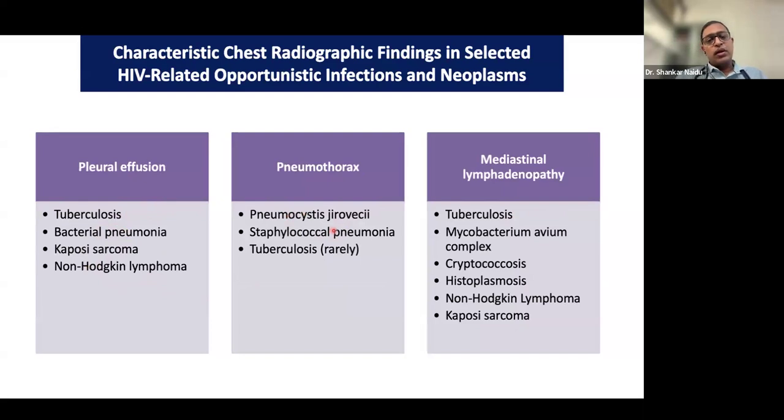Then presence of pneumothorax, not very commonly we come across in our group of patients, but if there is pneumothorax, Pneumocystis jirovecii has to be thought of. Then sometimes staphylococcal infections and tuberculosis rarely can cause pneumothorax. Then mediastinal lymphadenopathy, Mycobacterium tuberculosis or NTMs, especially the MAC, can produce mediastinal lymphadenopathy. Cryptococcosis, histoplasmosis, and lymphomas can be the other differentials for lymphadenopathy.